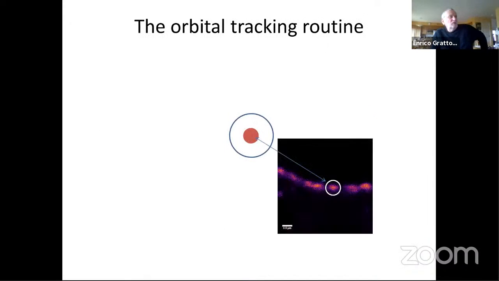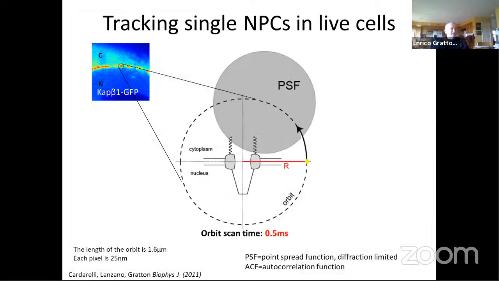Okay, so now let us see. So we see the nuclear pore complex. We make an orbit around the nuclear pore complex, and then we look at this orbit. So on one side will be, for example, the cytoplasm, and the other part will be the nucleus. So any molecule that passes through will appear in this part of the orbit first, and then will appear in the other part of the orbit. So that was the basic idea.